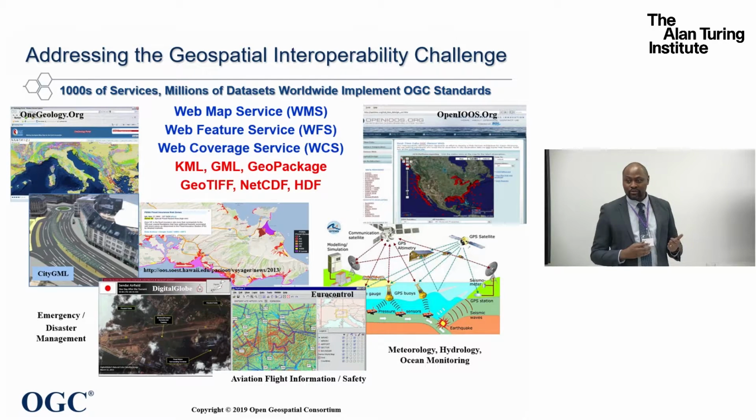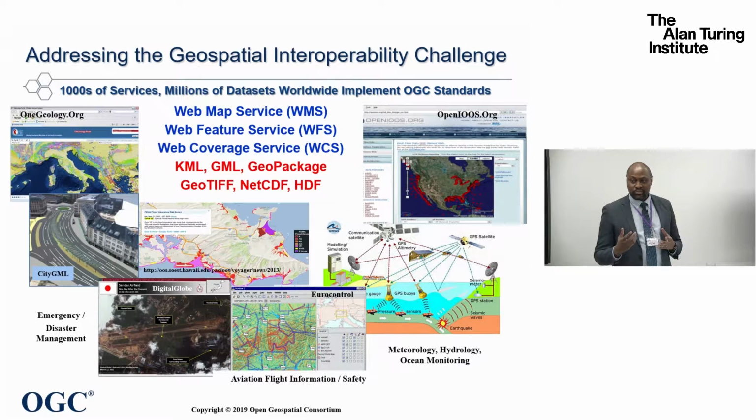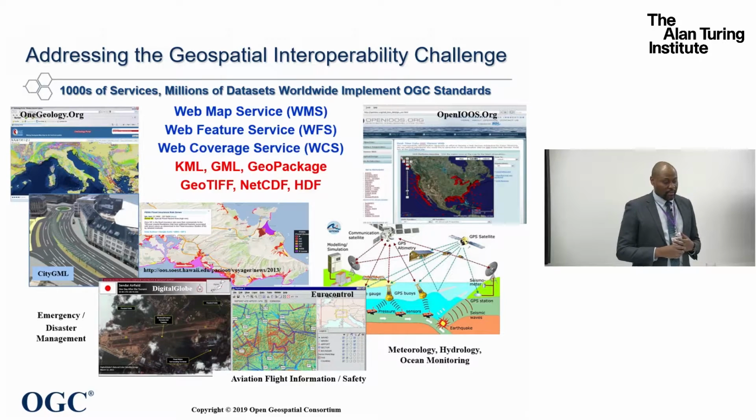So I mentioned 700 products. Those more than 700 products have been deployed across the globe, creating thousands of services. Those services publish literally millions of data sets. Those standards make it possible to exchange geographic information and other types of geospatial information with minimal loss of content. Some of the more popular standards include the Web Map Service, or WMS, the Web Feature Service, and the Web Coverage Service.